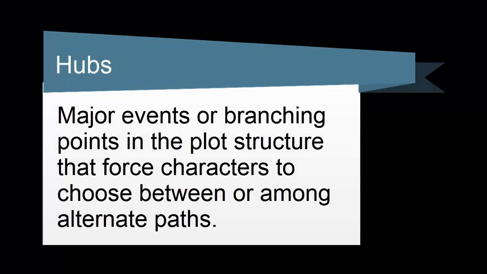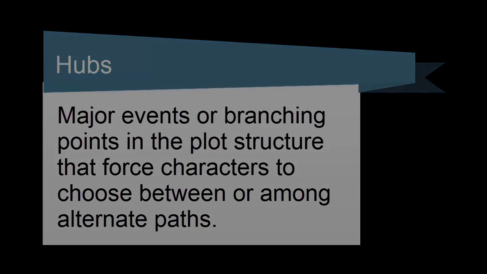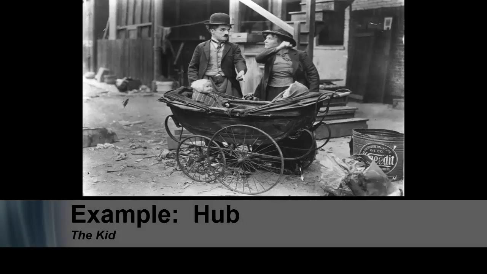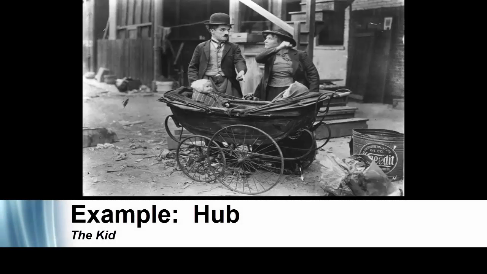Hubs are major events or branching points in the plot structure that force characters to choose between or among alternate paths. Satellites are minor plot events that add texture and complexity to characters and events, but are not essential elements within the narrative. Here's an example from the film The Kid.